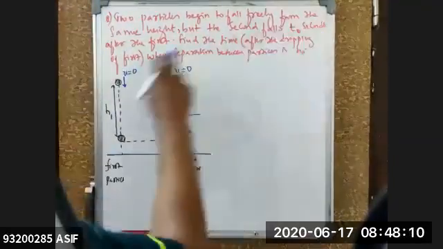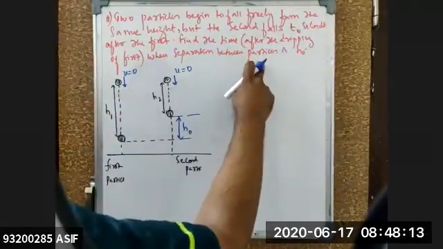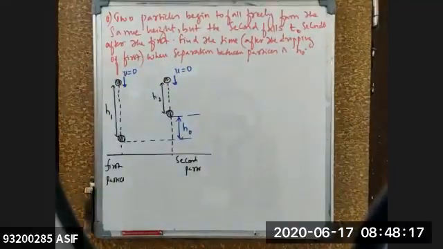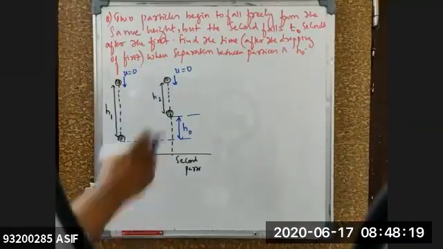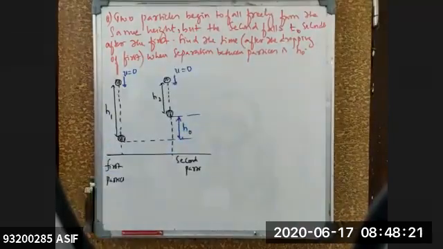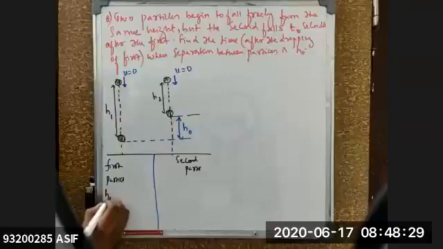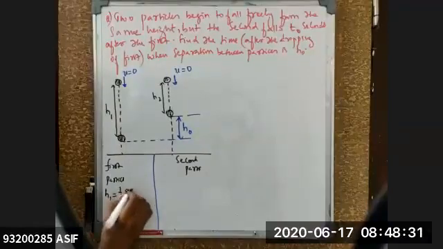Find the time when the separation between the particles is h0. Between the first particle and the second particle, the separation is given as h0. This particle is starting from the origin, so initial velocity is equal to 0. So for the first particle, I'll write the equation here itself, so we get clarity: h1 is equal to half into g into t square.